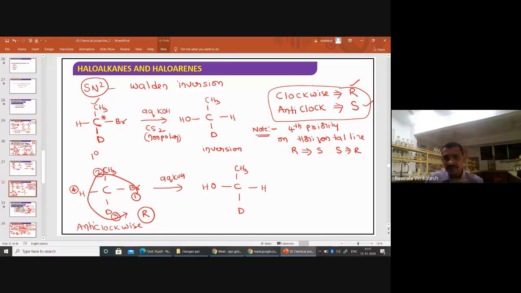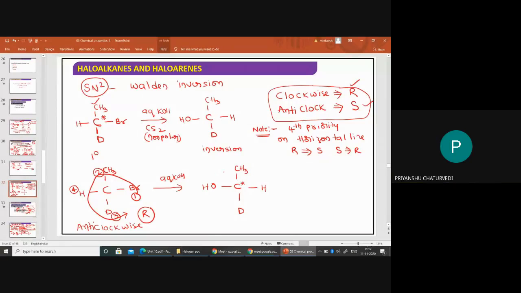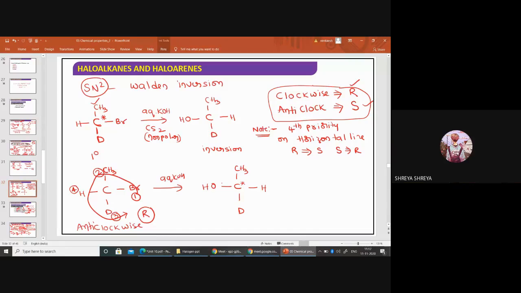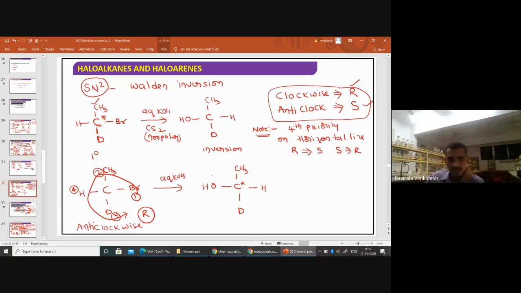Which group will get the highest priority among these four? It's a chiral center. OH. You don't need to think so much in this. So the first priority is OH, the second priority is this, and this will be the third priority. Okay, now it is moving like this.